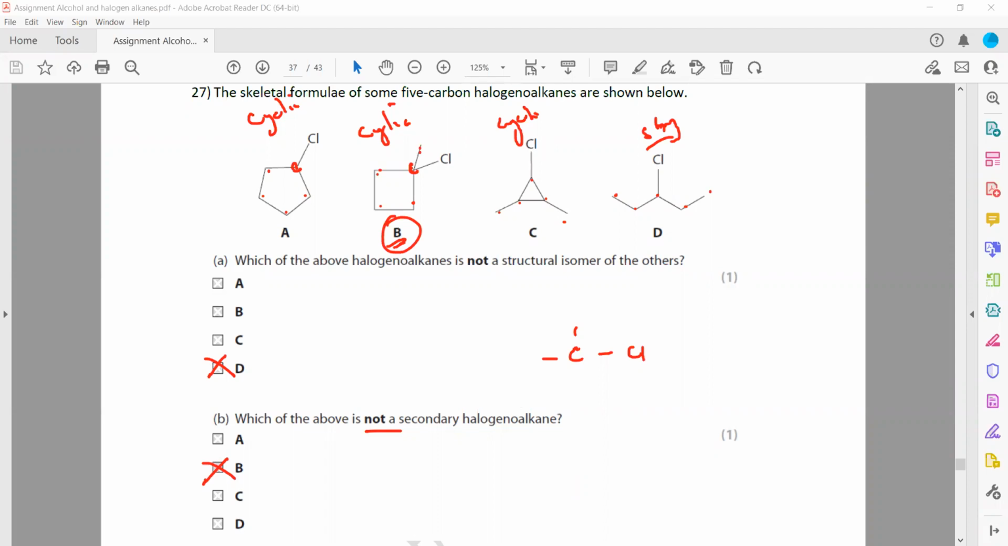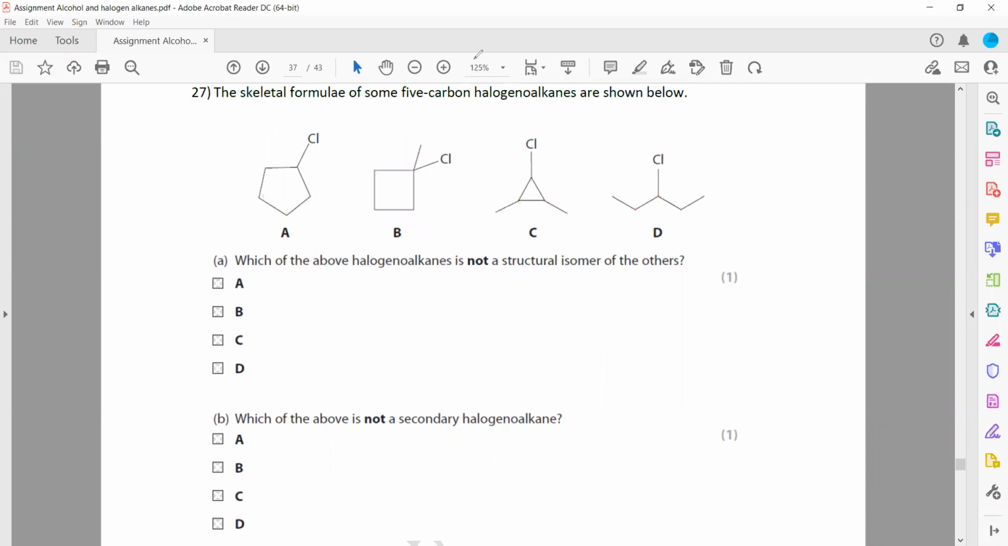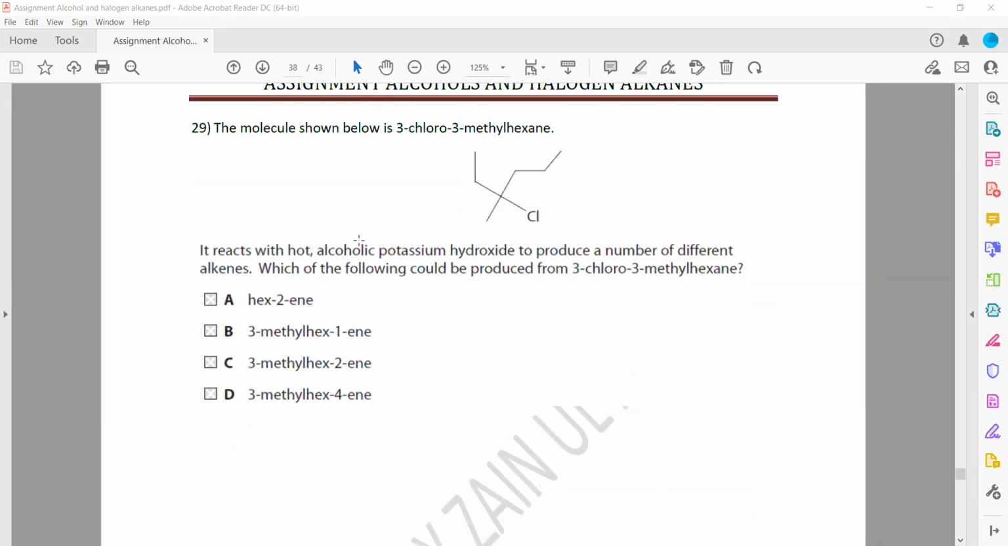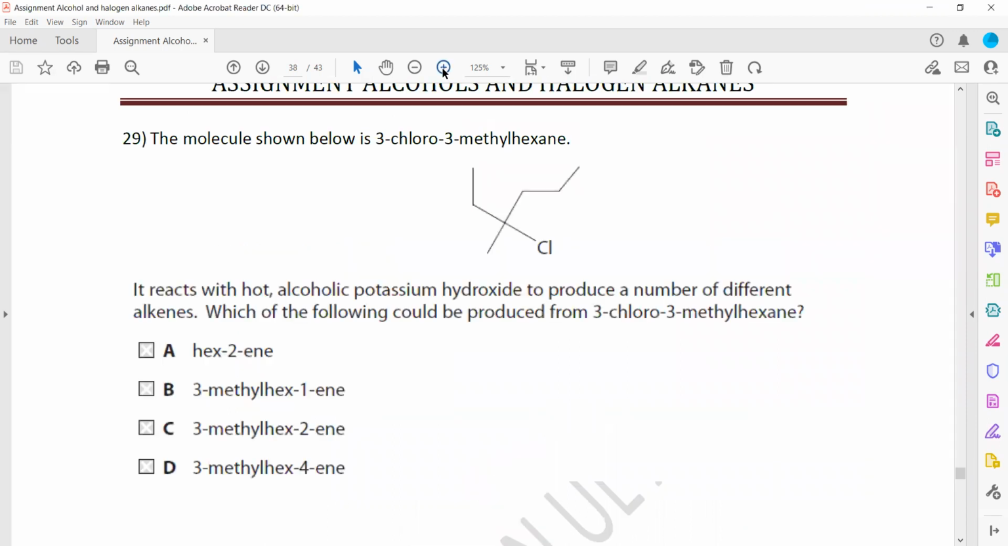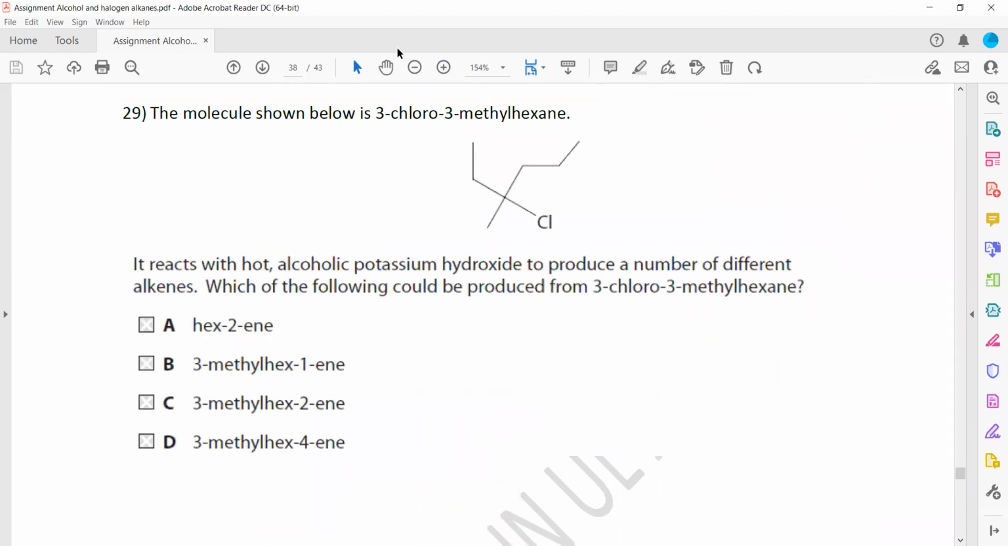Then question 29 and 32. In 29, the molecule shown is 3-chloro-3-methylhexane. It reacts with alcoholic potassium hydroxide to produce a number of alkenes. Which of the following could be produced from 3-chloro-3-methylhexane? So what will happen?